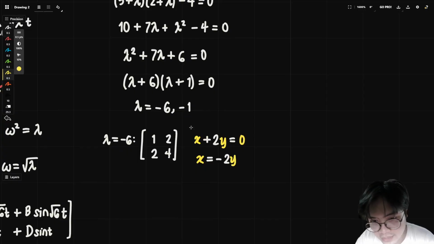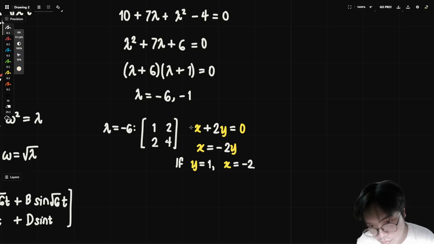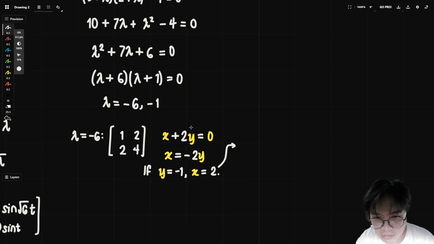Negative 2y. If your y is equal to, I don't know, 1, your x is going to be equal to negative 2. Pwede nyo rin naman baliktarin, negative 1, this will be positive 2. So, yan, pwede na yan. 2, negative 1. I won't be giving minuses if ever you do negative 2 and 1. That's the same.